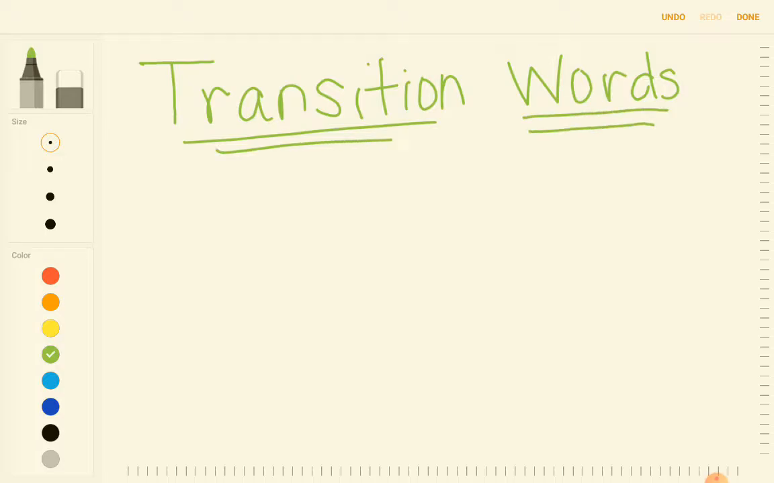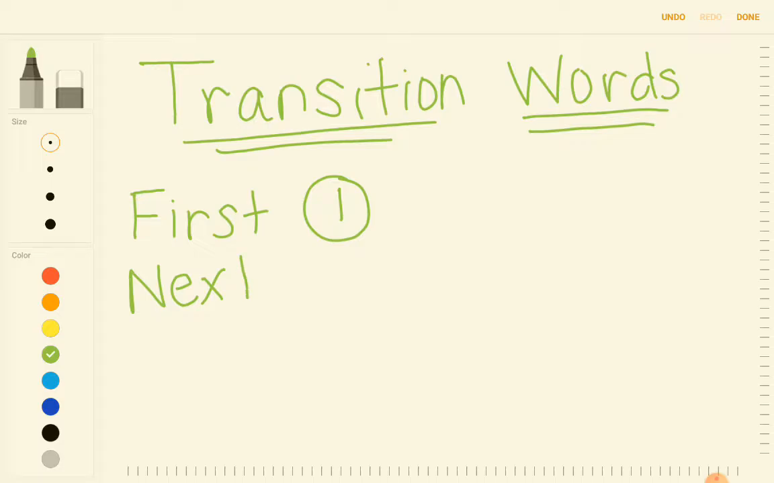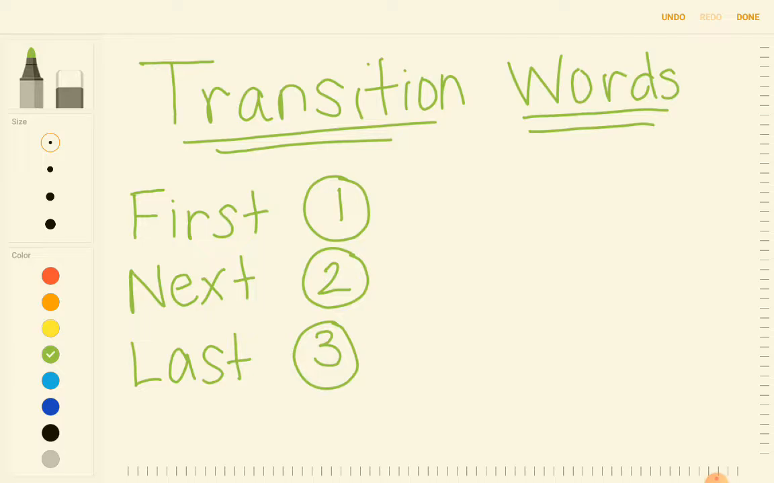So we are going to talk about transition words today. The transition words we are talking about are first. This is what happens at the very beginning. Next. That's the thing that happens after what happens first. And last. That's what happens at the very end.